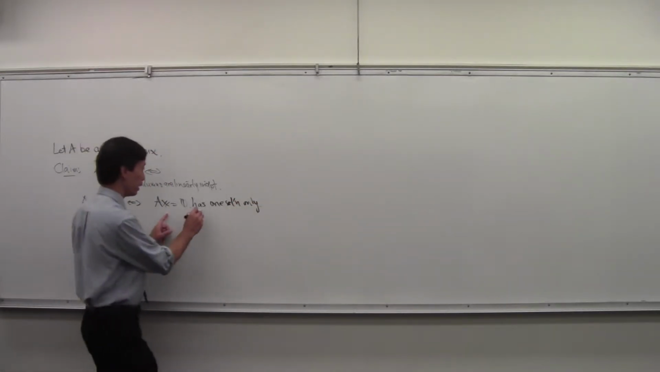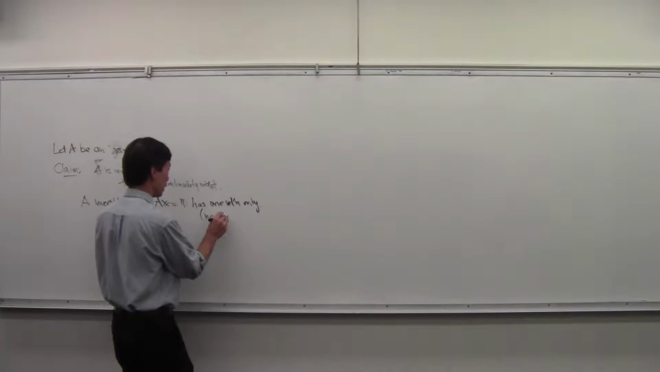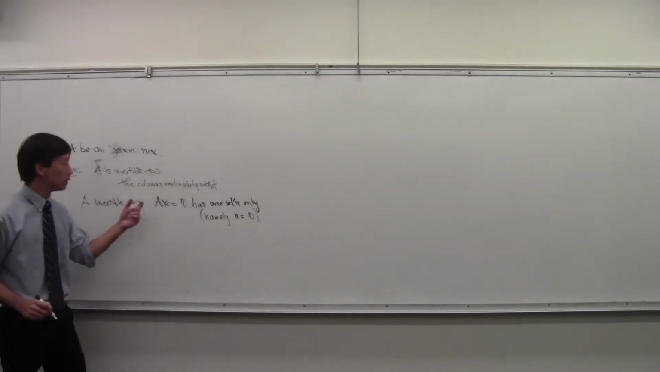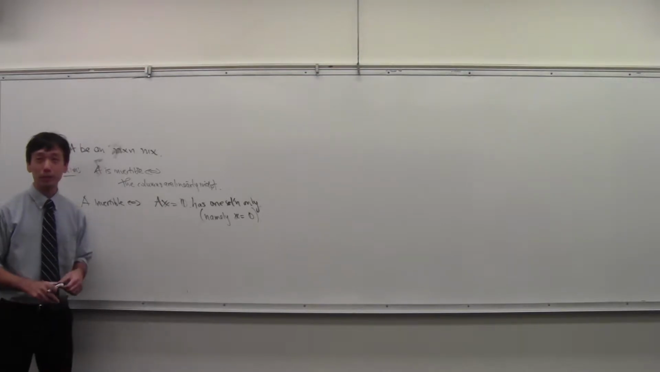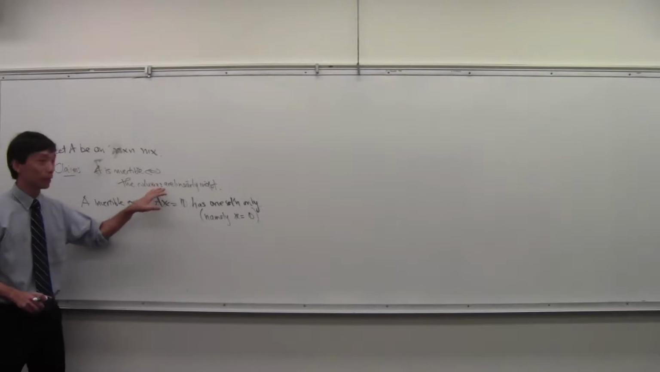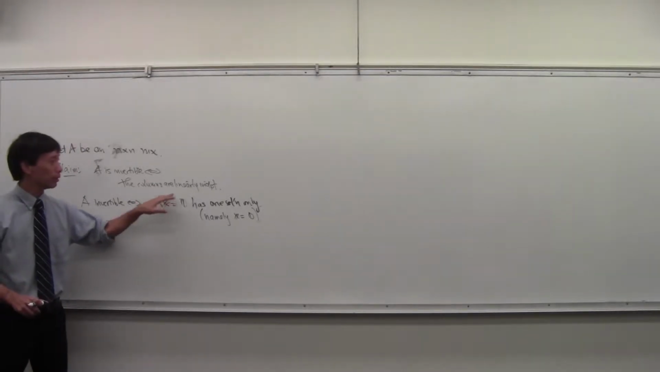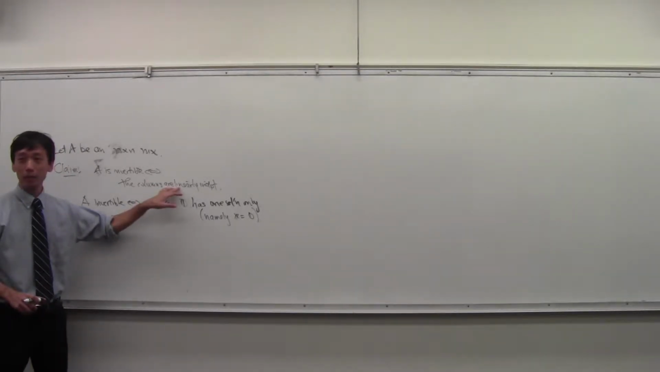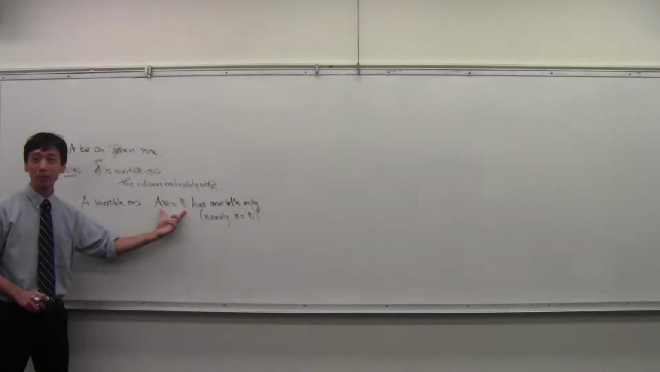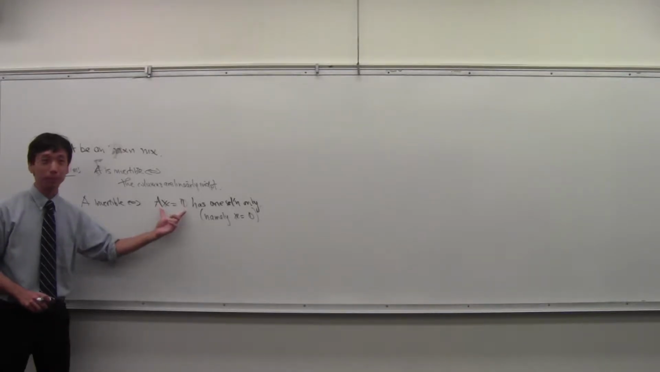Namely x equals 0. So the only solution to this is x equals 0. And that's basically the connection. Why is this connected to the linear independence of the columns? Can anybody spell it out?